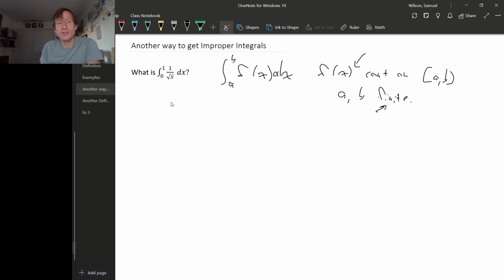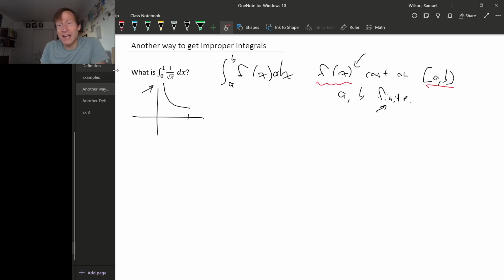This function 1 over the square root of x, from 0 to 1, looks something like this. As x goes to 0 from the right, this function actually goes up to plus infinity. So this time, it's sort of as if rather than having an infinity in our bounds, we have an infinity in the integrand.